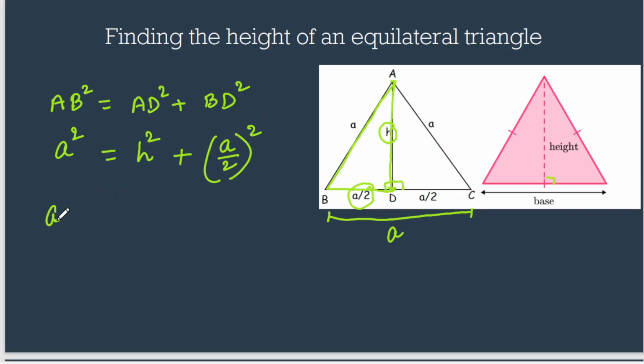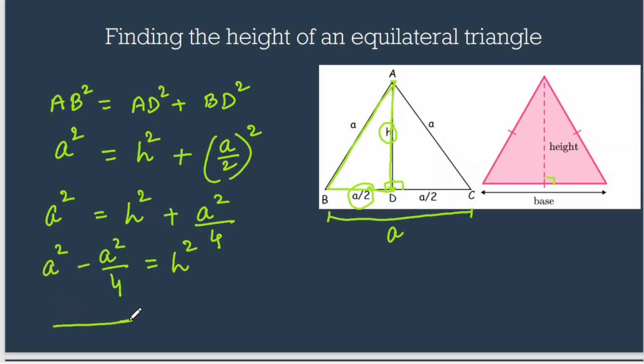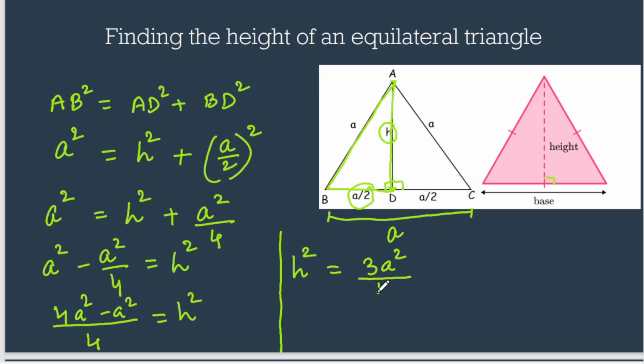If we solve it out, a square equal to h square plus a square by 4. Okay. So a square minus a square by 4 equal to h square. So take the LCM. It is 4. 4a square minus a square equal to h square. Okay. So finally we have got h square equal to 3a square divided by 4.